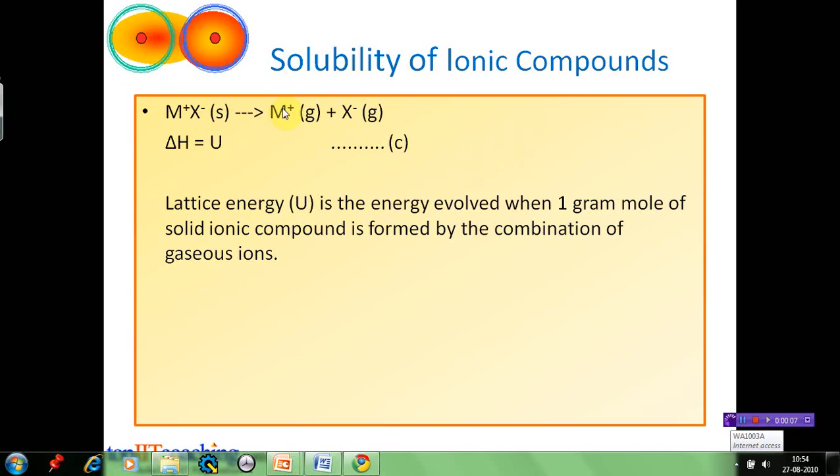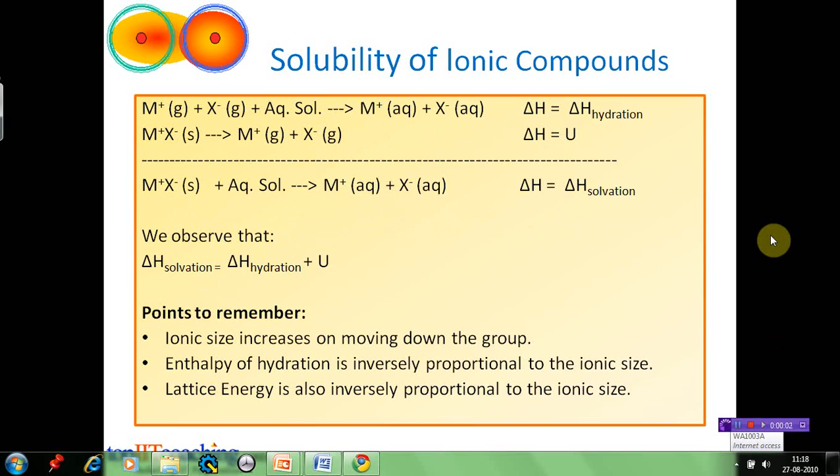Consider another equation in which the solid ionic compound disintegrates into its ions. In this reaction, the enthalpy of reaction will be equal to the lattice energy, which is denoted by U. Lattice energy can be defined as the energy evolved when 1 gram mole of a solid ionic compound is formed by the combination of its gaseous ions. So we can say that if these ions combine to form this solid ionic compound, energy equal to the lattice energy will be released in the formation. Vice versa, when this ionic compound breaks down into its ions, energy equal to the lattice energy will be required.